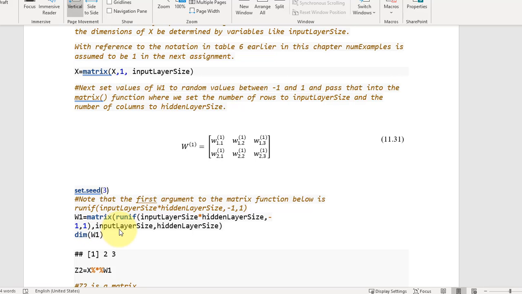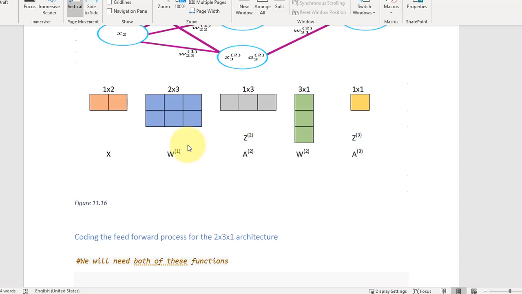And then we have to say the row size and the column size. The row size is the input layer size 2, and the hidden layer size is 3, at least as we defined it up above. So we'll have created a matrix like this with random numbers for each of these entries. So that's the way we want to start out.